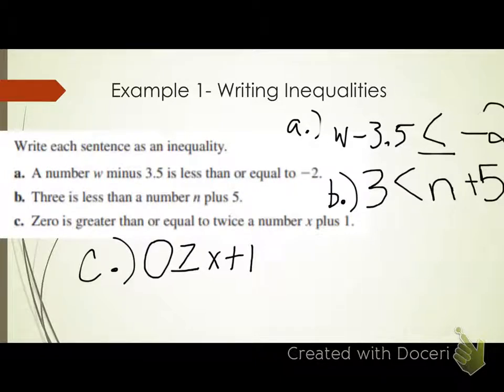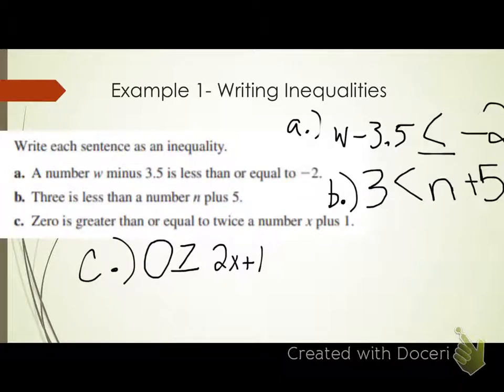That was like a 7. Do we agree with that? No. What's wrong? He didn't add the two by the x. Good. So how should it look? 2x plus 1. There we go. 0 is greater than or equal to twice a number x, so that'd be 2 times x plus 1. Does that make sense? Yep.